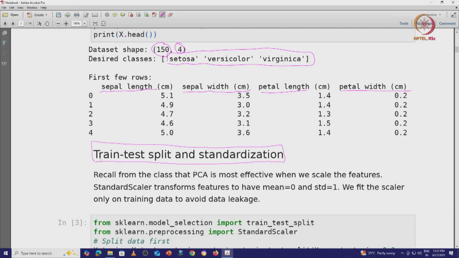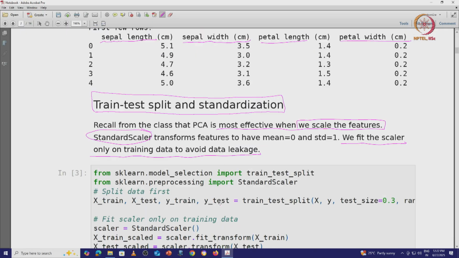So now one thing to do before we go into principal component analysis is that it's most effective when we scale the features, and this is something we had discussed in class, that we want to make the mean 0 and the standard deviation 1. There is actually an inbuilt command in Python that does that, which is the standard scaler command in sklearn preprocessing, and this transforms features to have a 0 mean and standard deviation 1. We fit the scaler only on training data to avoid data leakage, right? We don't want the scaler to scale through the test data.